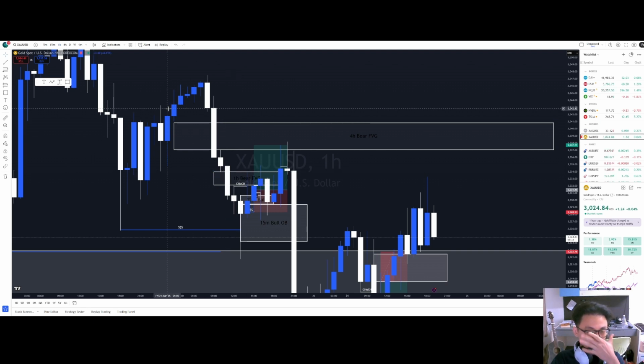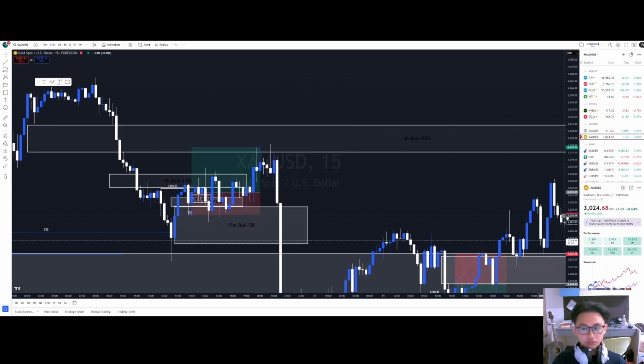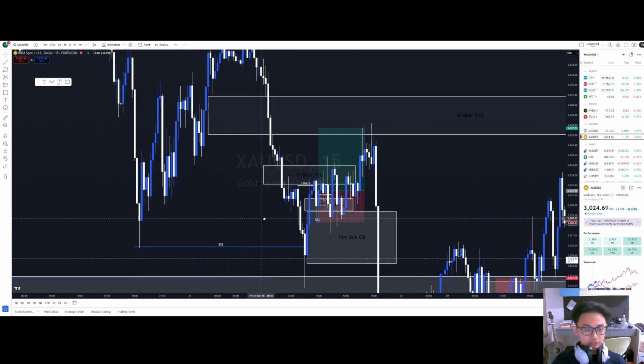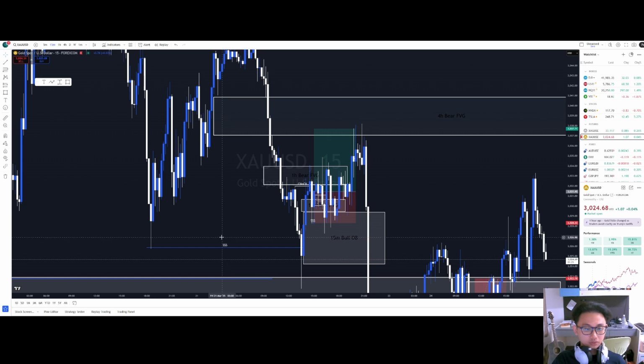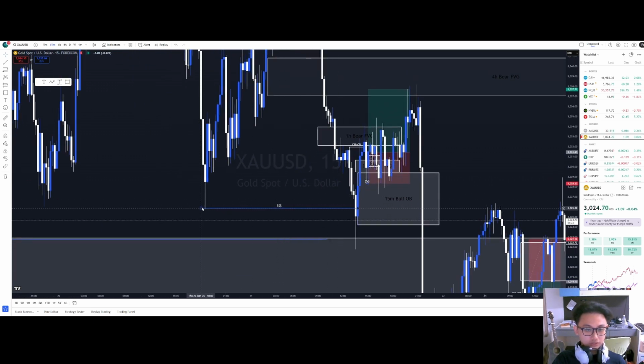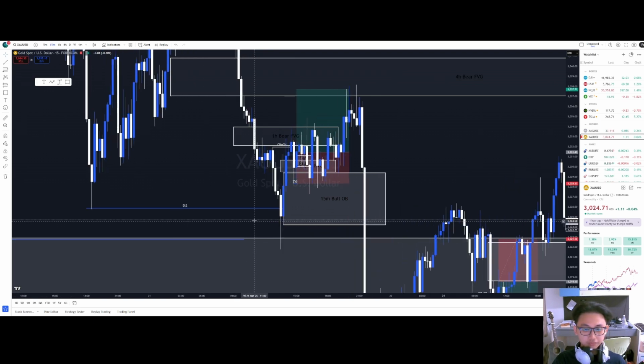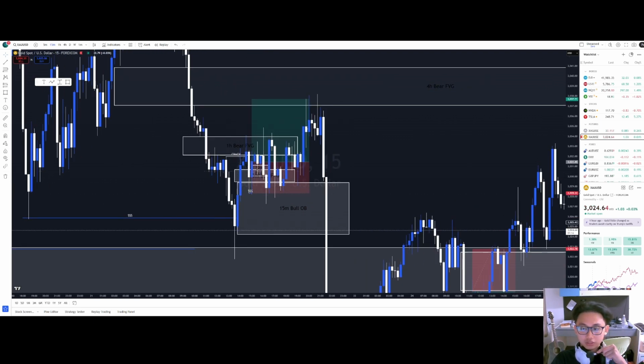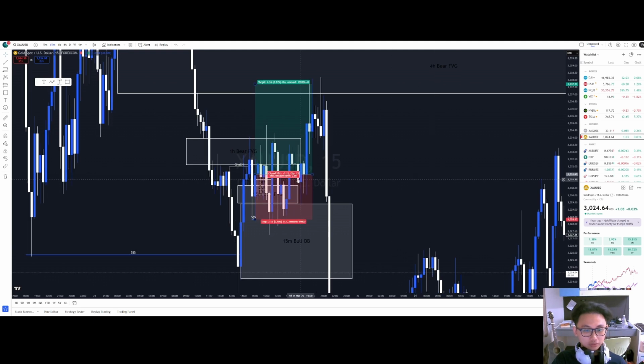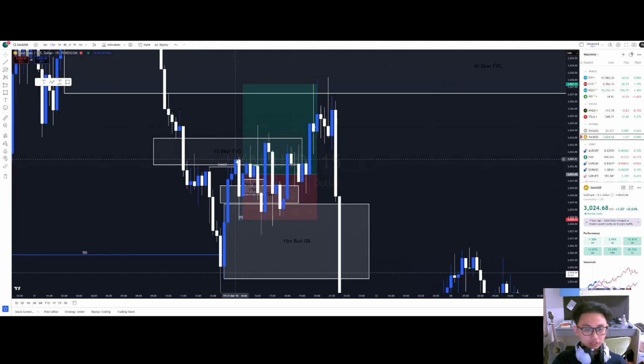So going to the 15, we can see that after price has swept sell side, the price has swept sell side at this internal low and at this swing low. So when price headed upwards, it created a change of character with a body candle close, and it has also mitigated the 1 hour bearish fair value gap in the process, and also created a 15-minute bullish fair value gap.